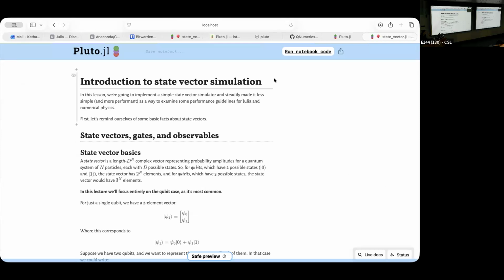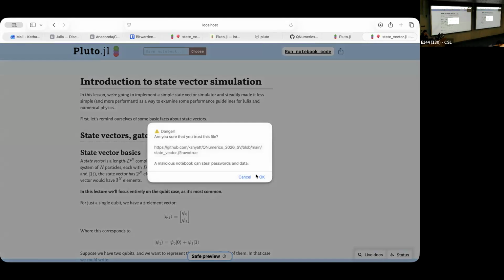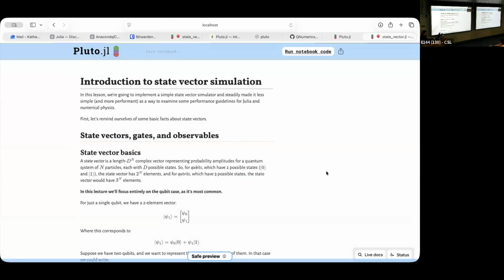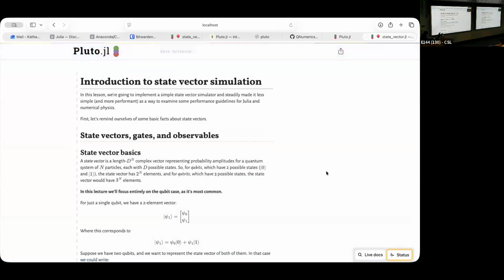And then, once we're ready, we can start running the notebook code. It's going to ask if I trust my own file. I edited this late at night yesterday, but I guess I trust it. So this will start compiling and running every single cell in here, and then we can start actually going through the material. Anybody got questions so far?